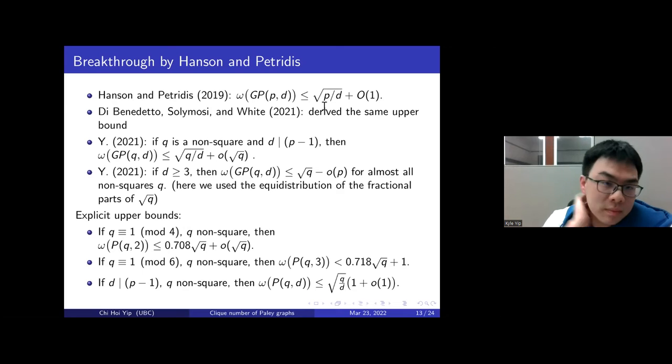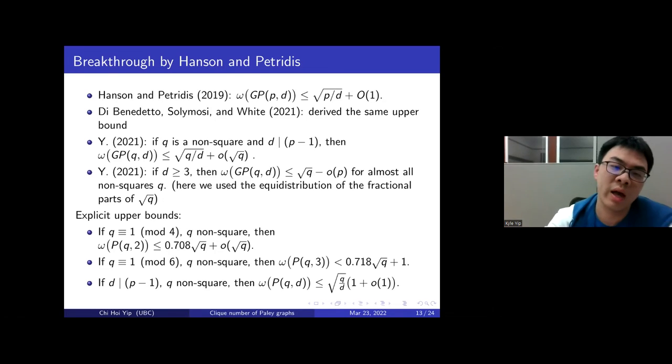And later, my advisor, Joseph Iosevich, and his two students, Daniel Di Benedetto and Ethan White, derived the same upper bound using finite geometry, which I will also briefly mention at the end of the talk if I have time.